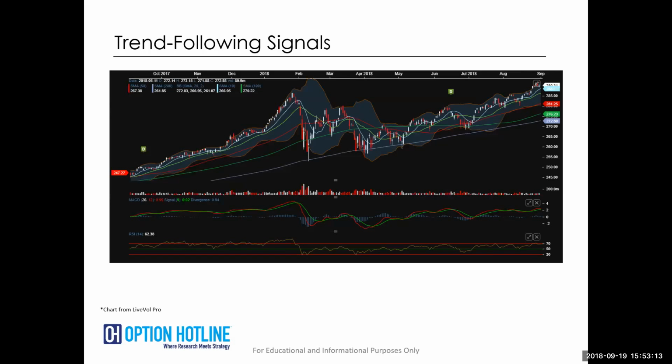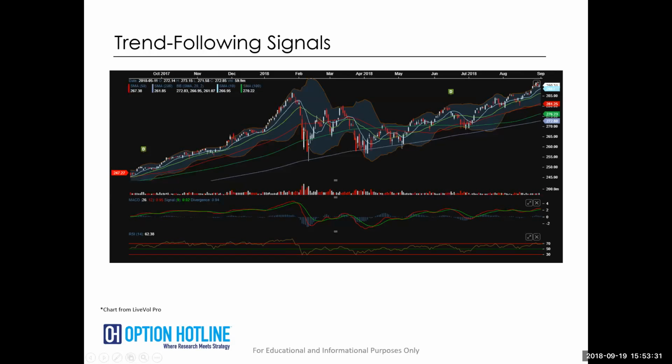So to create one of these systems, we look for multiple signals. We combine them. We find the ones that are most powerful. And then we use them to generate our entry and our exit signals. The final one that I mentioned was RSI. That is a relative strength index.